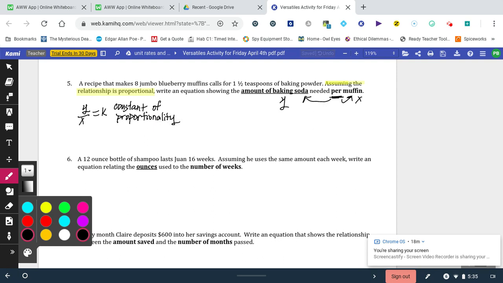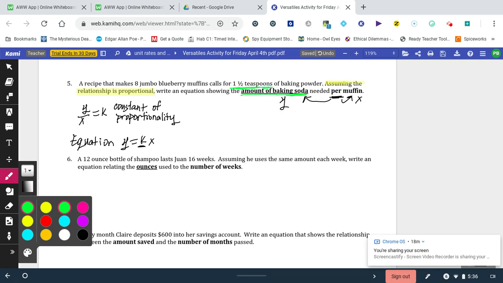And remember, the equation is in the form y equals kx. So all I need to do is find k and replace k with whatever number I get. All right, so let's take a look at this. y is the amount of baking soda. So how much baking soda do I actually have? Well, I have 1.5 teaspoons of baking soda.